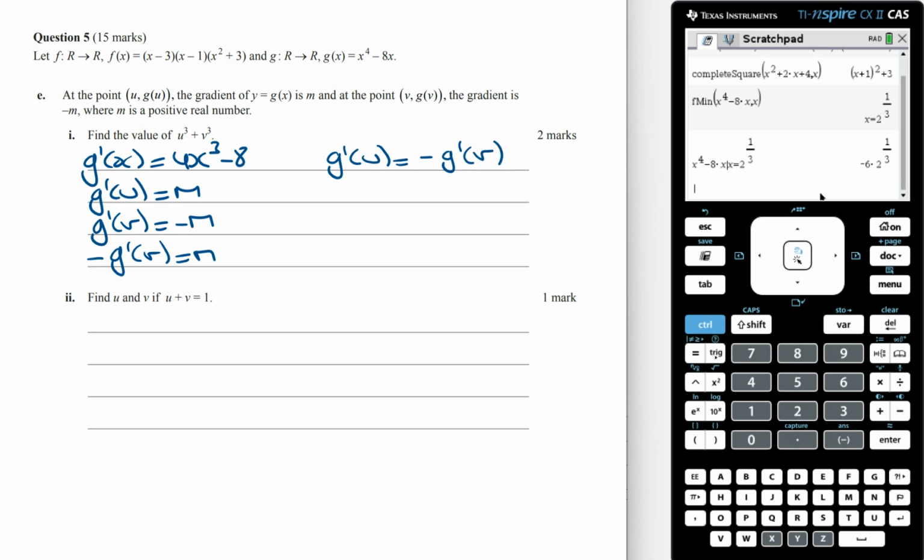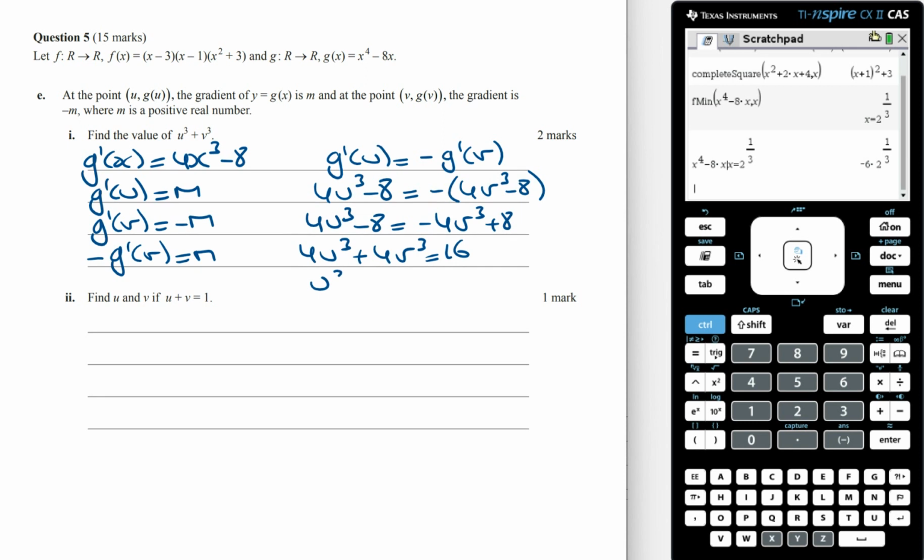G dash of u is going to be 4u cubed minus 8, and this is going to equal minus g dash of v, which is 4v cubed minus 8. We now have an equation in terms of u cubed and v cubed, and so rearranging, 4u cubed minus 8 is equal to minus 4v cubed plus 8. And so 4u cubed plus 4v cubed is going to equal 8 plus 8, which is 16. Now if we divide both sides by 4, we get u cubed plus v cubed is equal to 4.